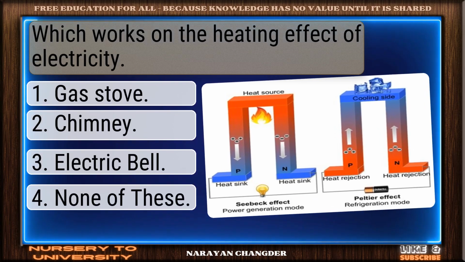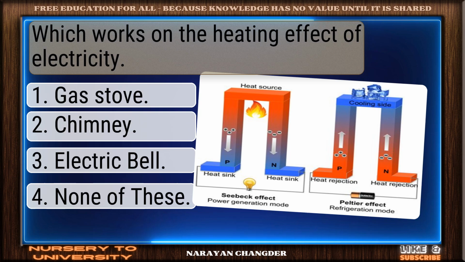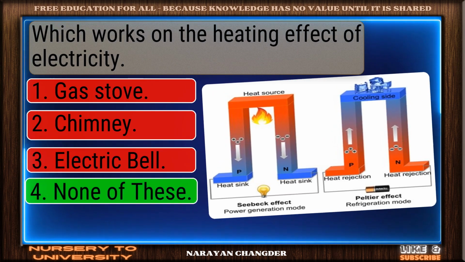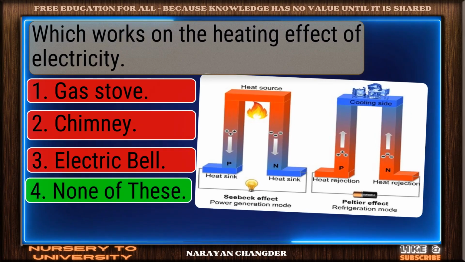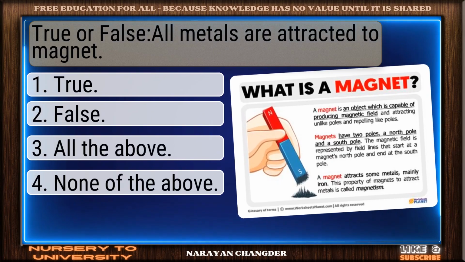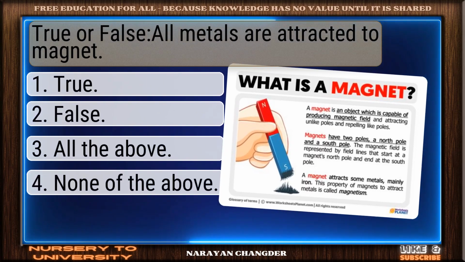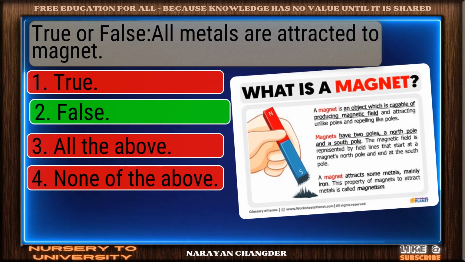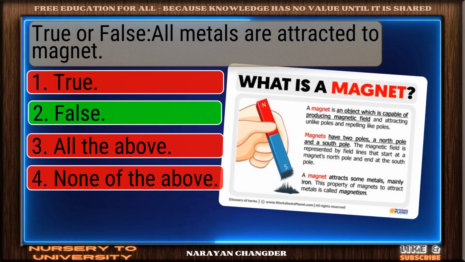Question number 56. Which works on the heating effect of electricity? Right choice. None of these is the best answer. Question number 57. True or false? All metals are attracted to magnet. Sharp thinking. False is the right choice.